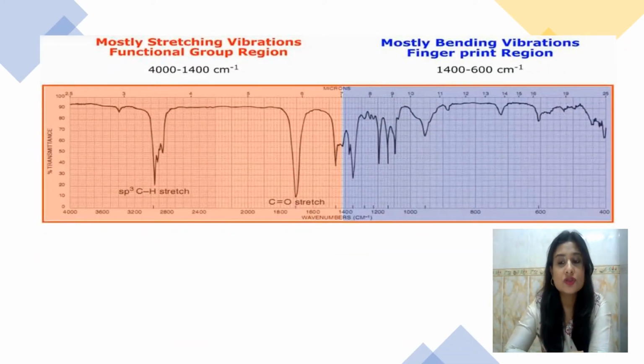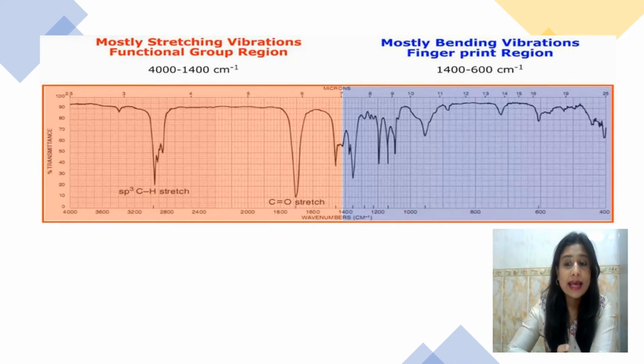In an IR spectrum, this is the range that is included, and this range can again be divided into two regions. The first, starting from 4000 up to 1500 per centimeter, is called the functional group region. It is this region that represents the stretching vibrations of the functional groups that are present in the molecule. Then below 1500 per centimeter is termed the fingerprint region. The fingerprint region includes the bending vibrations of the covalently bonded atoms in the molecule.